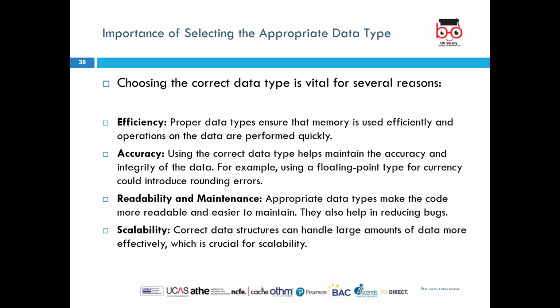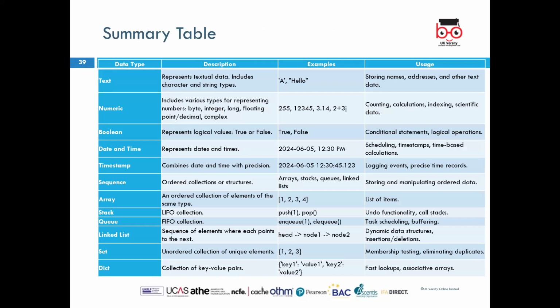So the importance of selecting the appropriate data type, again, depending on what application we're building, is that it is important for us to make the right choice. The importance of this is efficiency, accuracy, readability, maintenance, and scalability. Here we have a summary where we looked at the descriptions, examples, and usage of them.